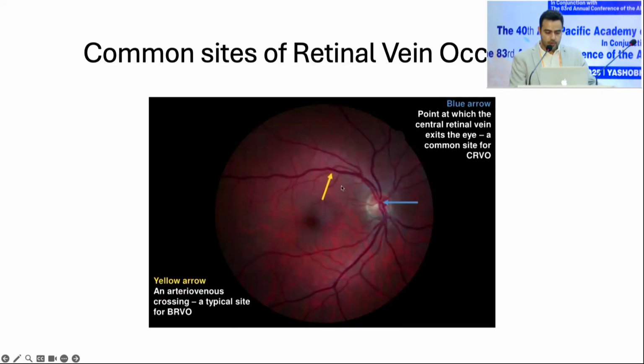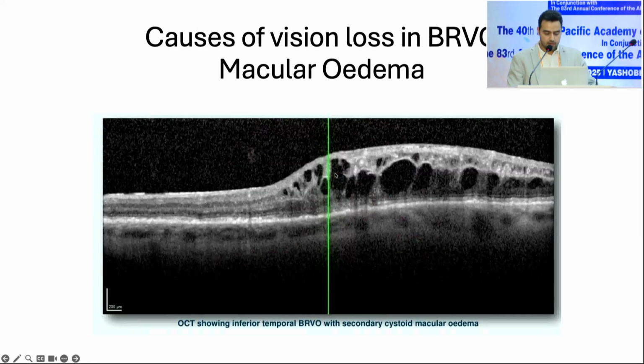So, in BRVO, usually the obstruction occurs at the AV crossing, and this is a typical site for branch retinal vein occlusion. The main cause of vision loss in BRVO is macular edema, and as we can see in this OCT, there are multiple cystic spaces inferiorly, and we can also know according to the OCT what type of retinal vein occlusion is present.